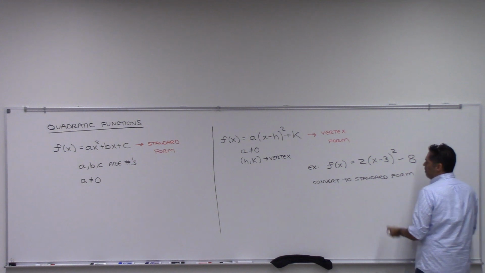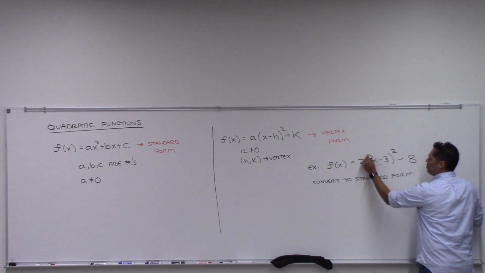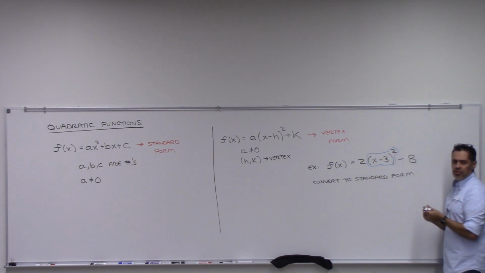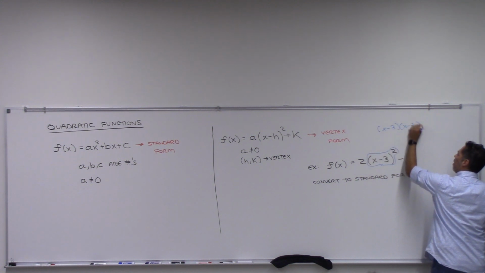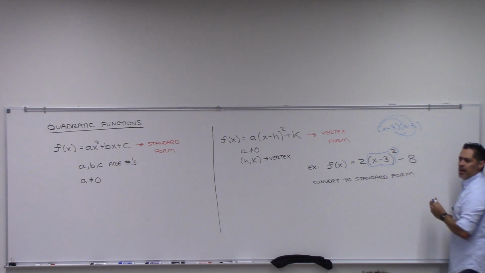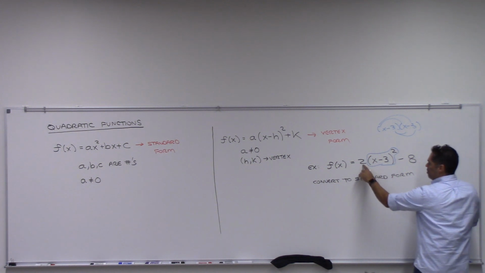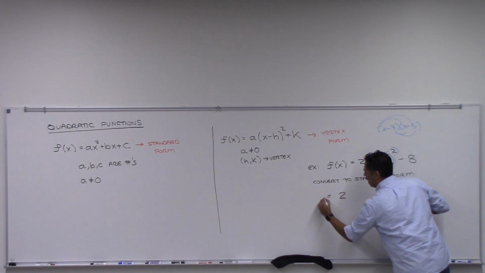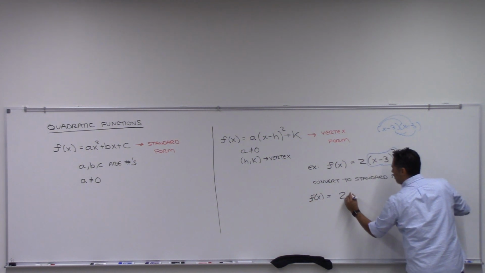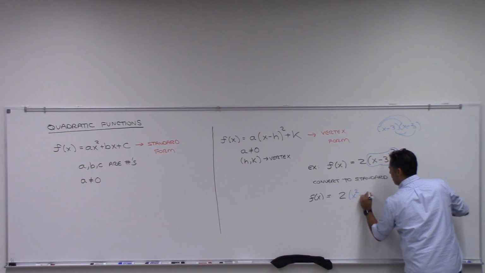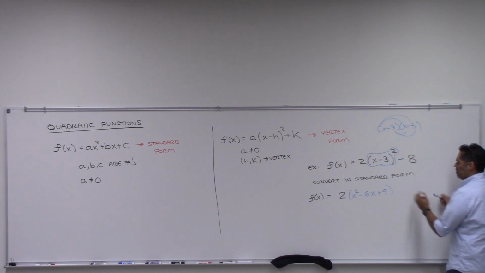To convert to standard form, I'm just going to look at this and start doing the algebra. Order of operations, I have to do these exponents first, right? I have to take x minus 3 and square it. I'll do that up here. X minus 3 squared, FOIL it out. I'm just going to put the answer here. So f of x is equal to the 2 that was in front, and when I FOIL that out you get x squared minus 6x plus 9. And then you still have minus 8 here, right?